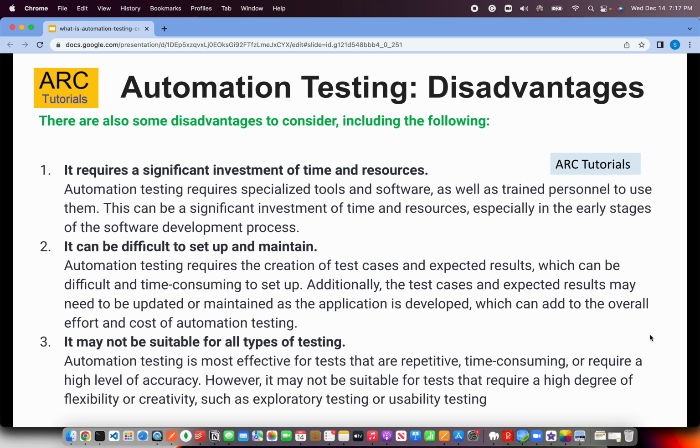It can be difficult to set up and maintain. Writing an automation test suite is one thing; running them in the pipeline, running them in the repo, etc. is again a cost, and a setup and maintenance that is ongoing.